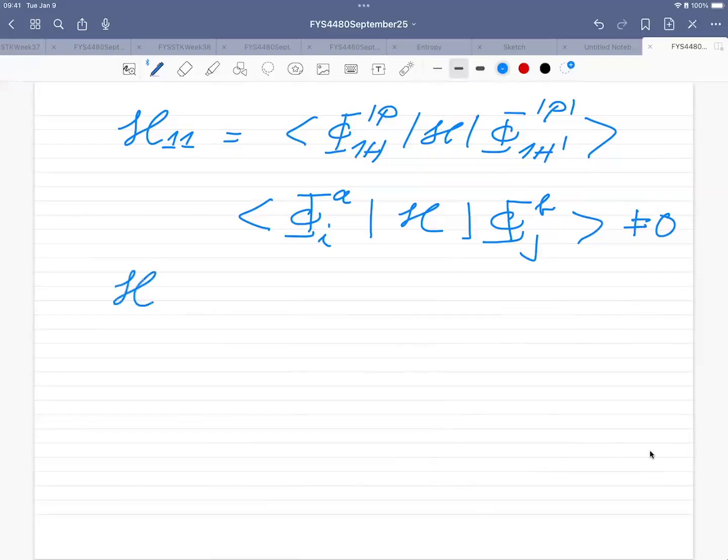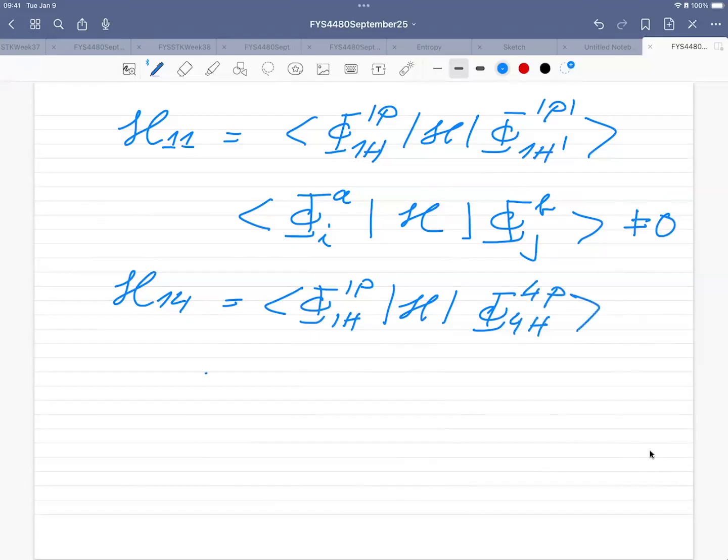However, if I now take 1, 4, as a typical example, it would now be a 1 particle, 1 hole state. And then I would have a 4 hole and 4 particle state. An example here could now be phi IA again. And then I have the Hamiltonian. And then I have a phi of J, not K, L, M, N. And then I could have now B, C, D, E as a state here.